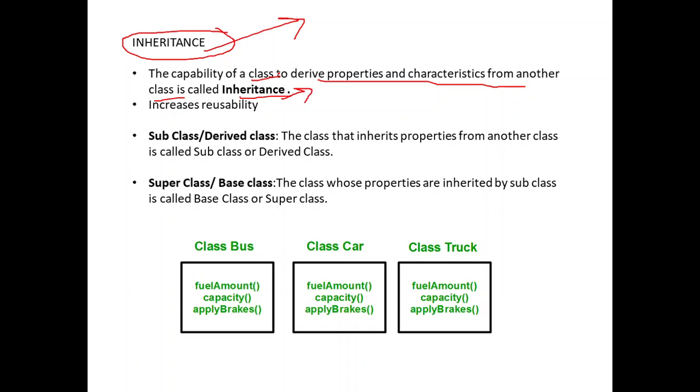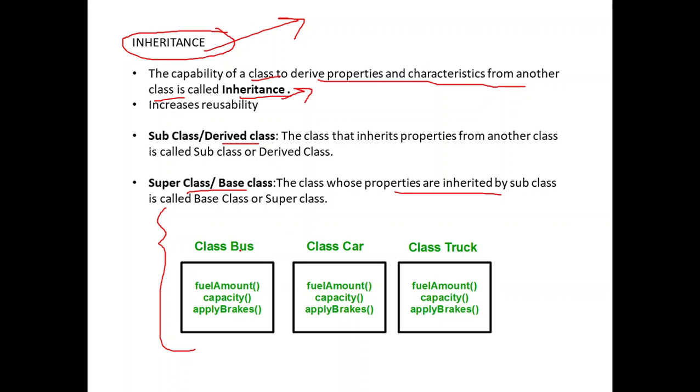The class which is derived from another class is known as the derived class, otherwise subclass. And the class whose properties are inherited is the superclass, otherwise base class. Let us consider an example to see how this inheritance works.